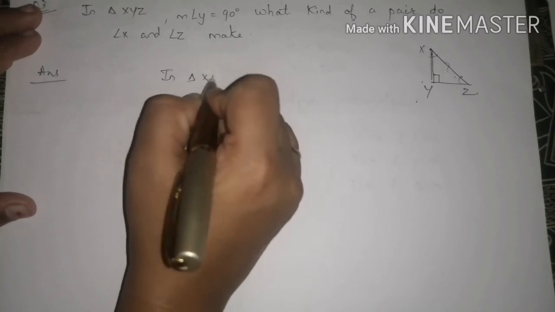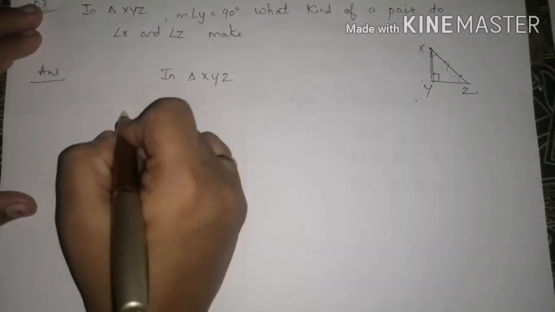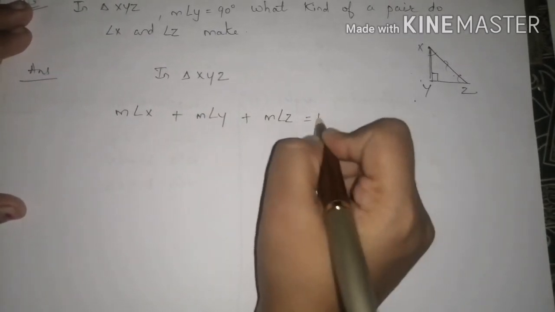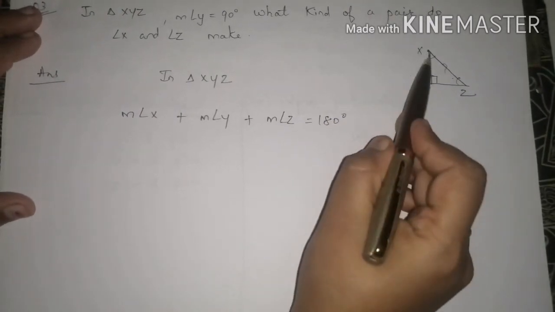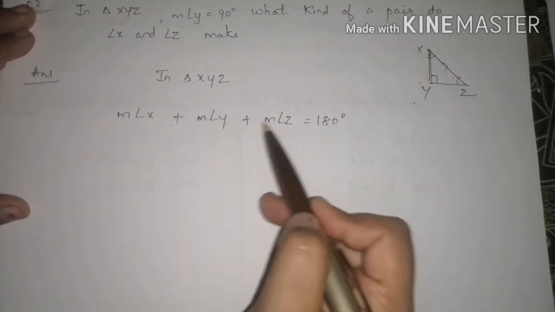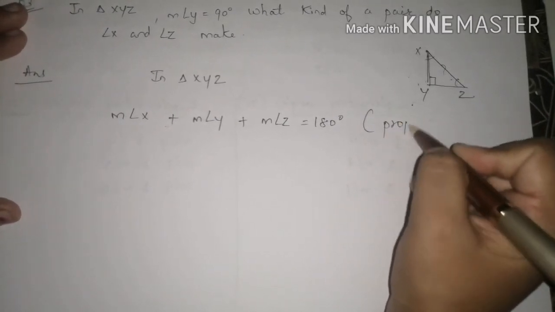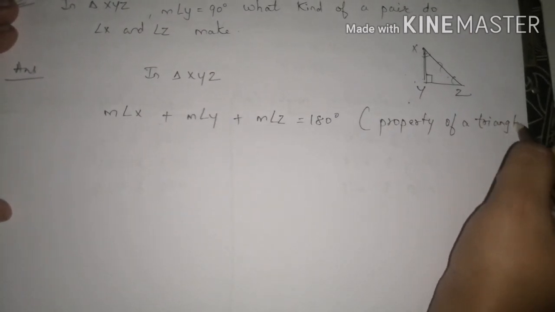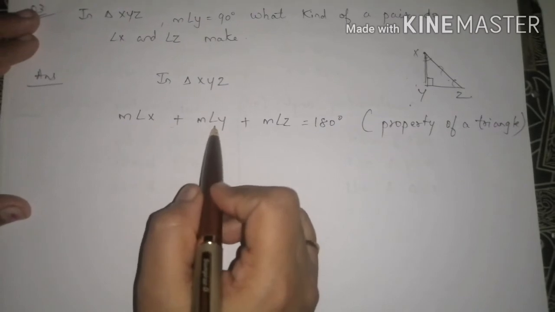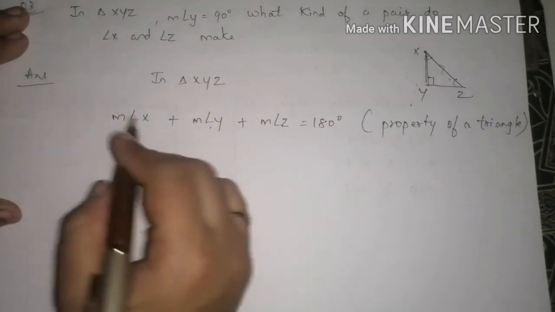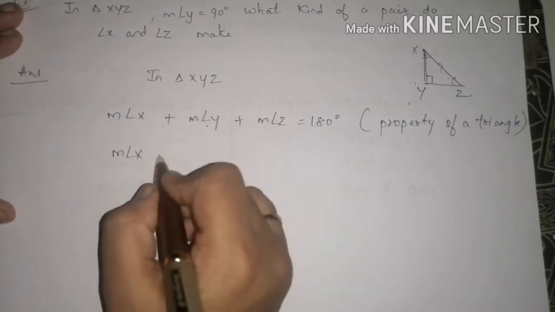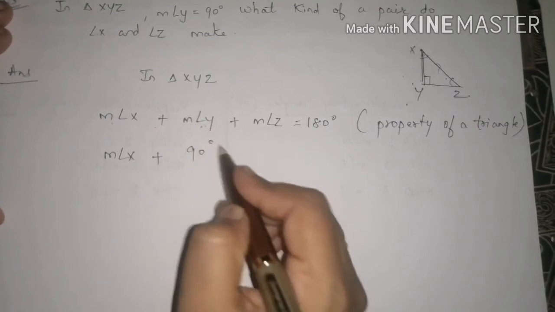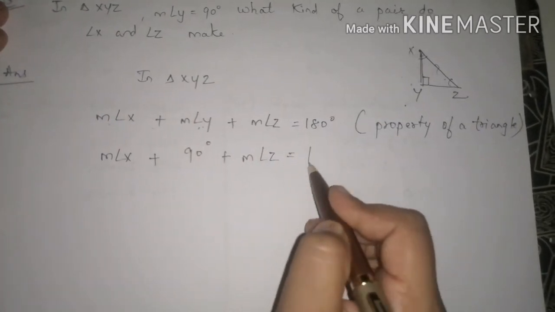In triangle XYZ, add all the three angles. Measure of angle X plus measure of angle Y plus measure of angle Z is equal to 180 degrees. This is the property of a triangle. If we add all the three angles in a triangle, their total is 180 degrees. We can write here in the bracket, property of a triangle. This we have learnt in 6th standard. Now out of that, angle Y's measure is given as 90 degrees. So I'll put it. X and Z I don't know, so I'll keep them as they are. In place of Y we'll put 90 degrees, and Z I'll keep as it is, equal to 180 degrees.